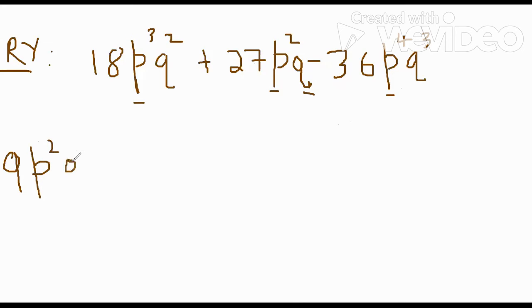So the third step is to divide the factor by each. So for the first one, we get 2PQ.